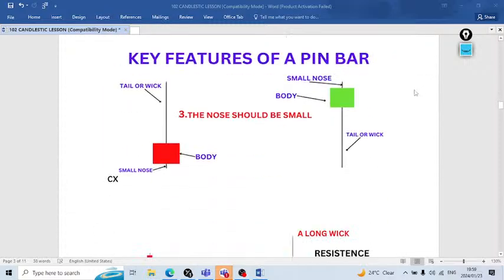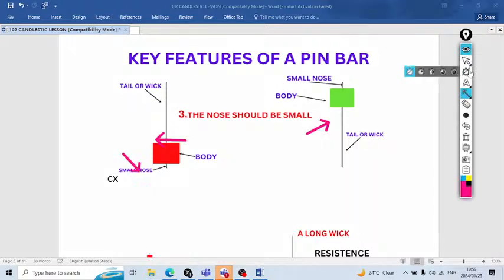Number 3, we can also talk about the nose being smaller. When comparing the length of the body and the length of this nose, or this lower wick here, the nose should be smaller.